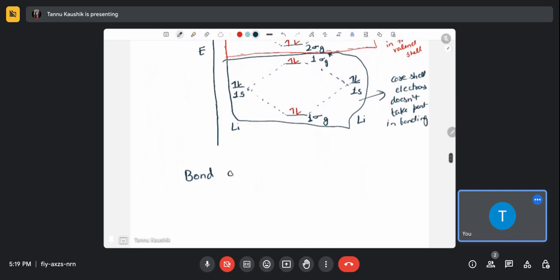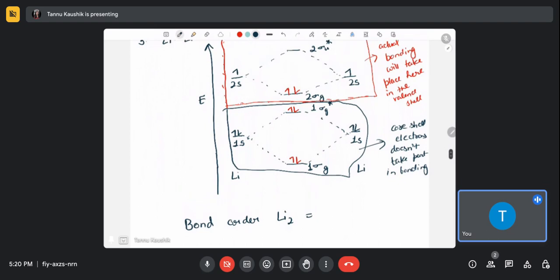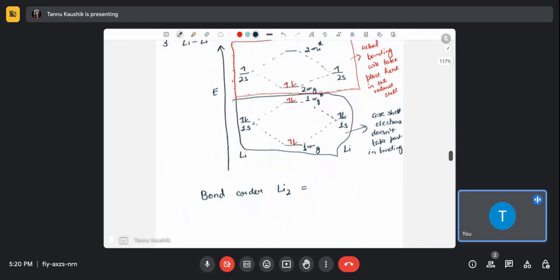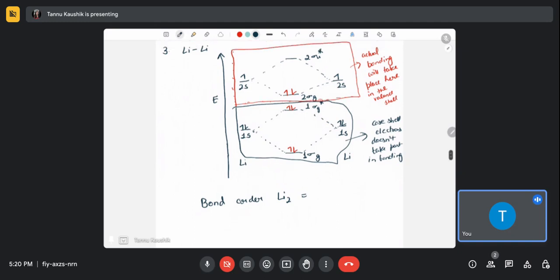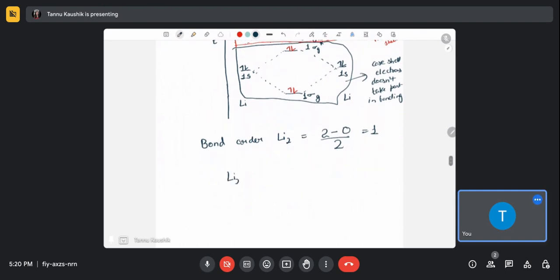So here bond order for Li2 will be, so here we will be finding the bond order in the valence shells only. So here we have two electrons in the bonding molecular orbital 2 sigma g and 0 electrons in the anti-bonding 2 sigma u star. So we will have 2 minus 0 by 2 equal to 1. So here the bond order is 1. Therefore, Li2 bond is possible and it has bond order of 1. Okay.